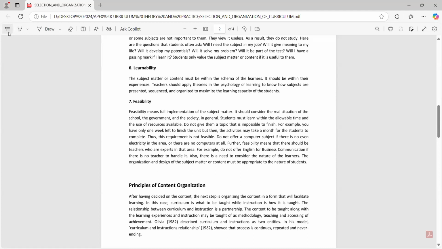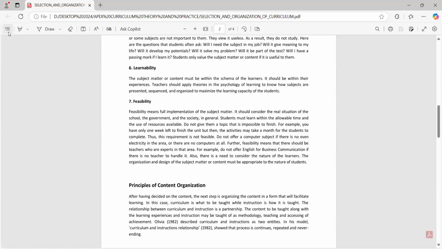Feasibility means full implementation of the subject matter. It should consider the real situation of the school, the government, and the society in general. Students must learn within the allowable time and the use of resources available. Do not give them a topic that is impossible to finish. For example, you have only 1 week left to finish the unit, but the activities may take a month for a student to complete. Thus, this requirement is not feasible.